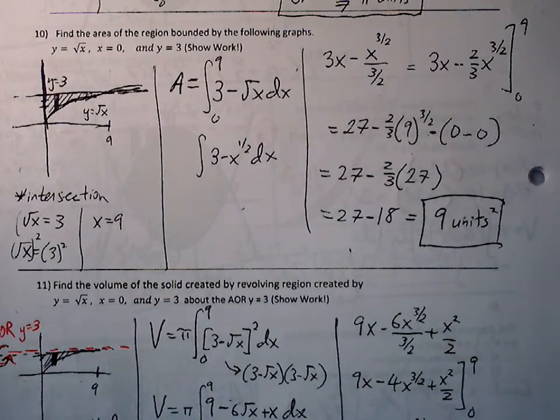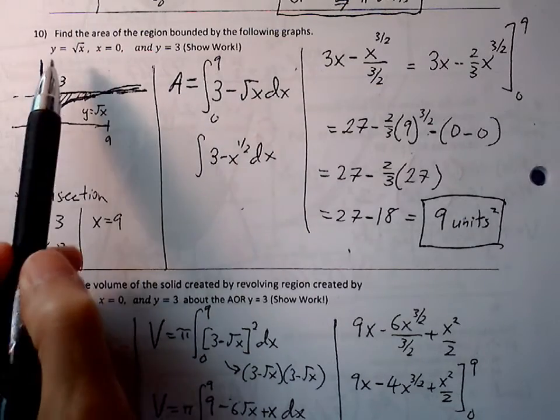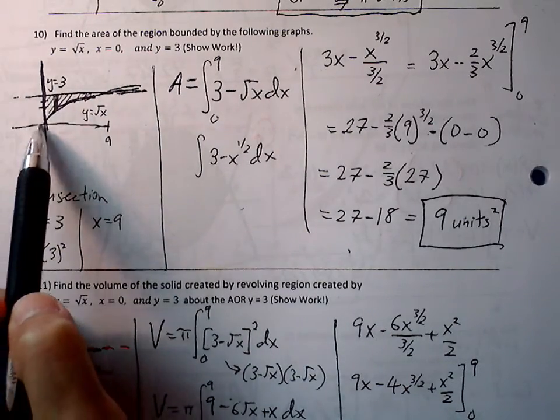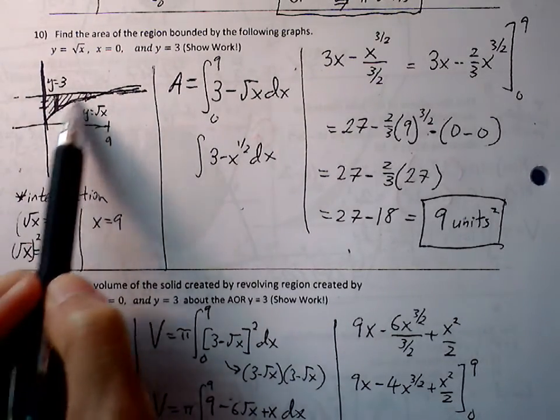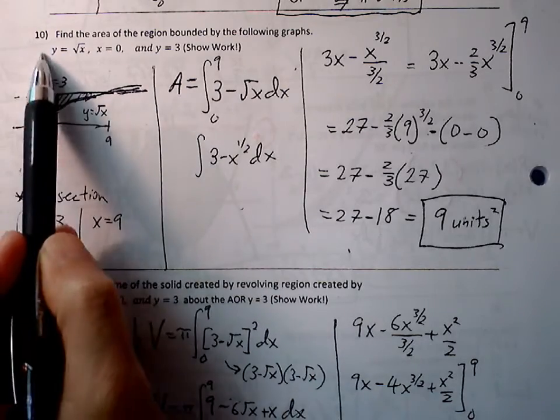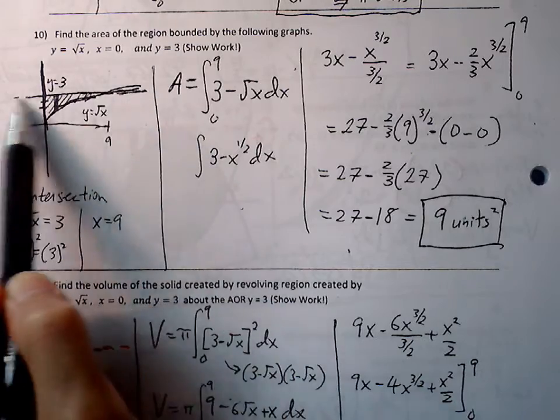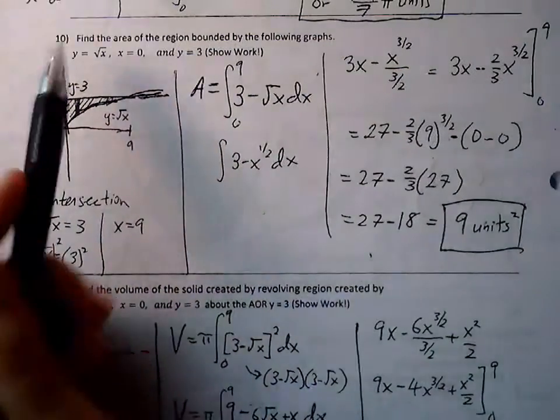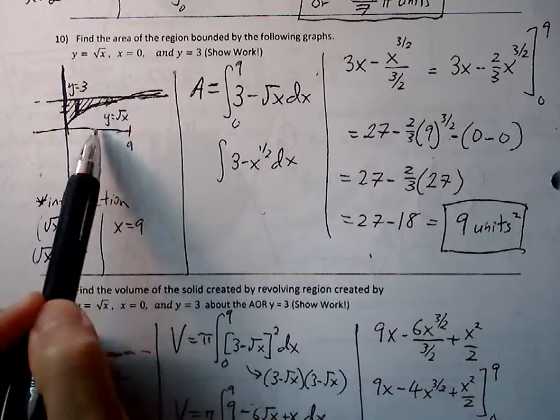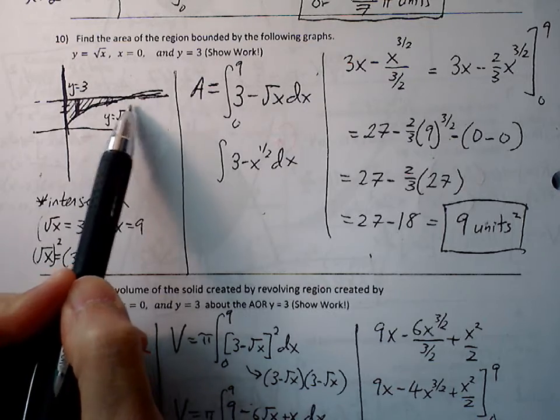All right, 10 and 11 both refer to the same shaded region. Let's discover that. So y equals square root of x. That's this radical function here. X equals 0, it's a vertical line. Y equals 3, that's a horizontal line here. So there's our shaded region. We do top minus bottom, but let's first find our intersection.